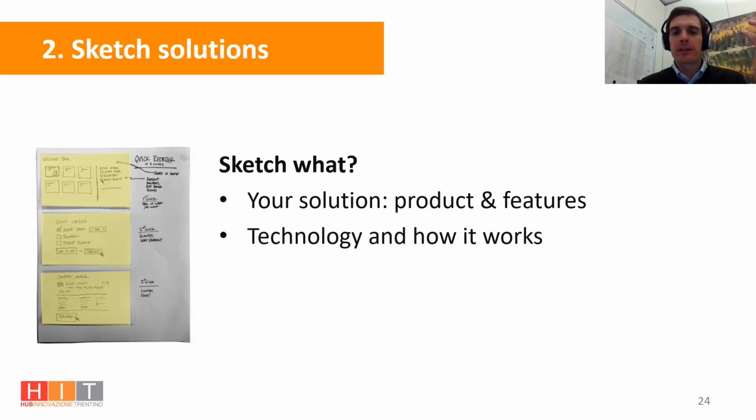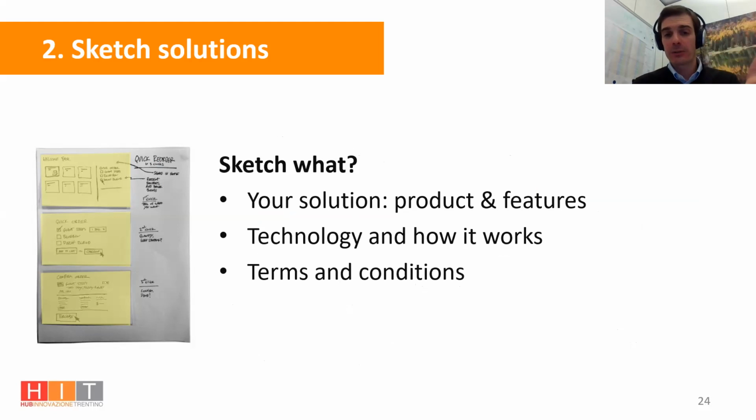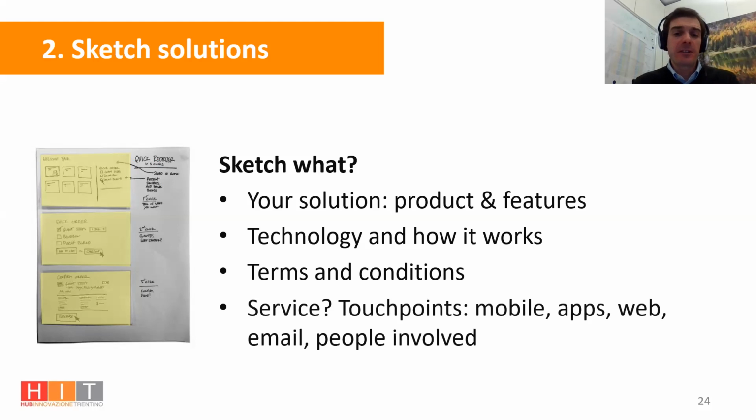It could involve some technologies, and you should also try to sketch the way that this technology works and how possibly it creates value for your own users or customers. You might also want to clarify what the terms and conditions are through which your product and service is made available. And if it is a service, you should clarify what the touch points are through which it's made available, such as mobile apps or web apps, if there is some emailing involved or other people involved.